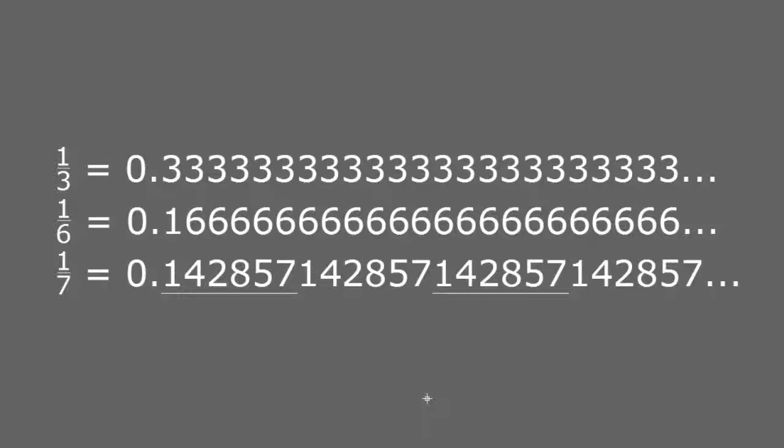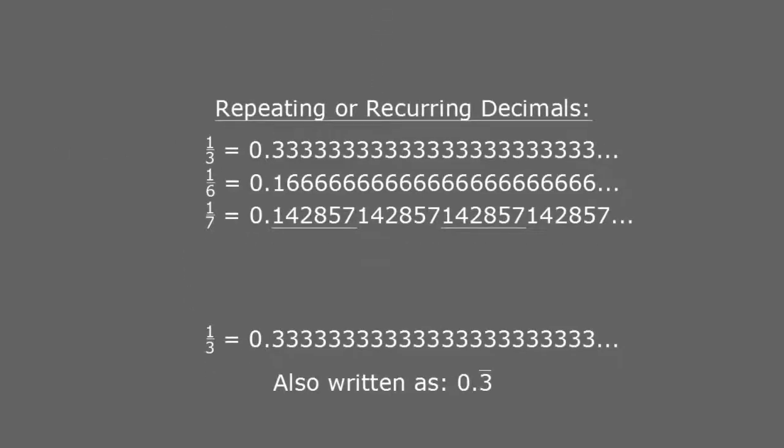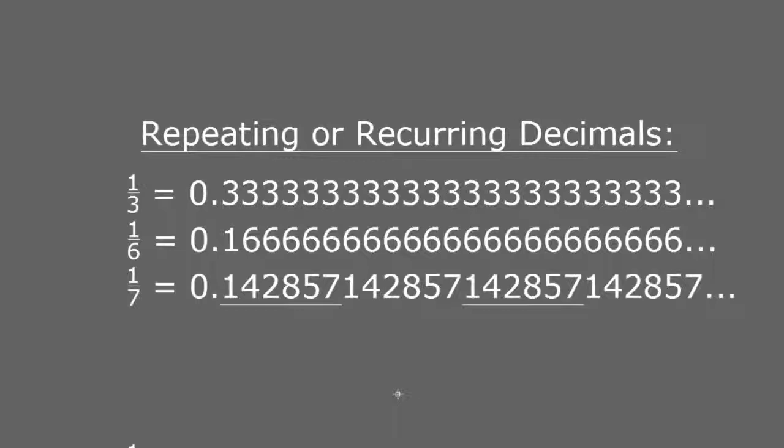And in 1 divided by 7, we see some strange pattern there. 142857, then again 142857, and again 142857. If you could expand that, you would see that those 6 digits, 142857, repeat infinitely after the decimal point. Well, it's no surprise that these decimal numbers are called repeating or recurring decimals. They repeat infinitely after the decimal point, be it one number or a combination or set of digits.